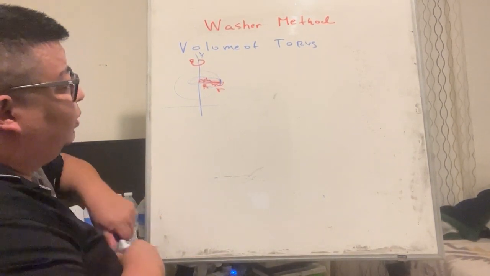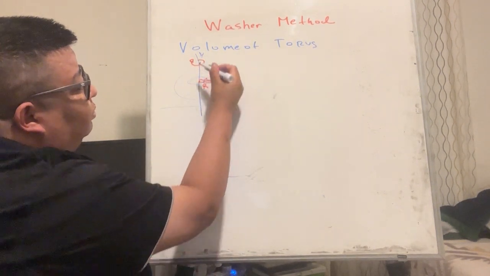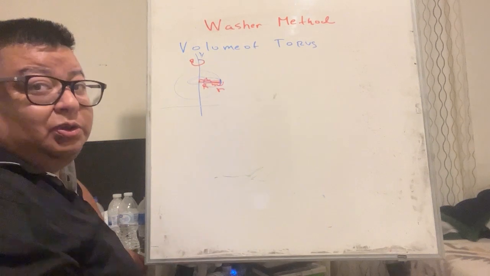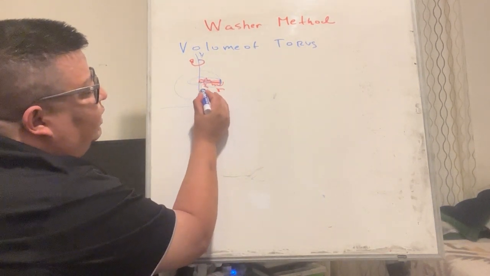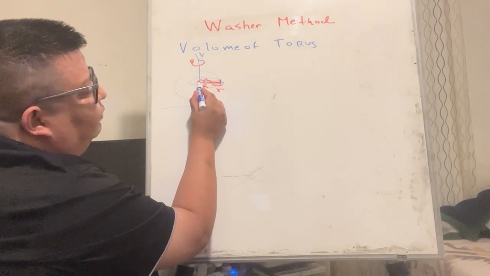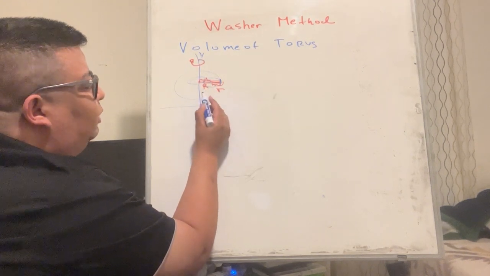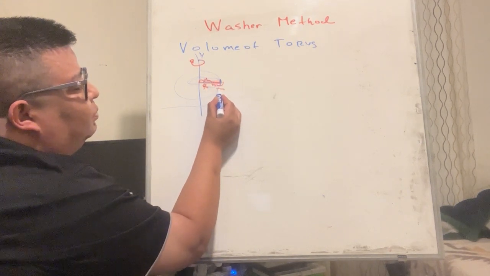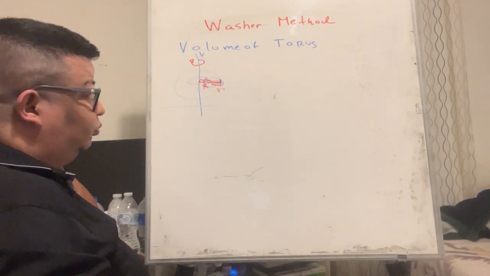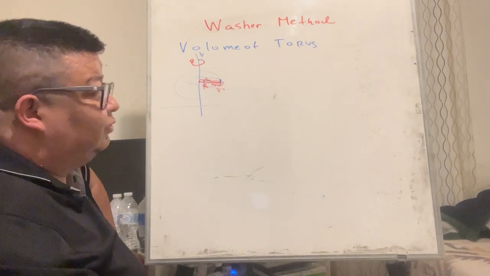So the way I do it is that I'm going to rotate about the y-axis, and I'm going to call the radius big R, from the center of the torus towards the middle of the torus, and from here to here I'm going to call it small r. The washer method is an extension of this method.